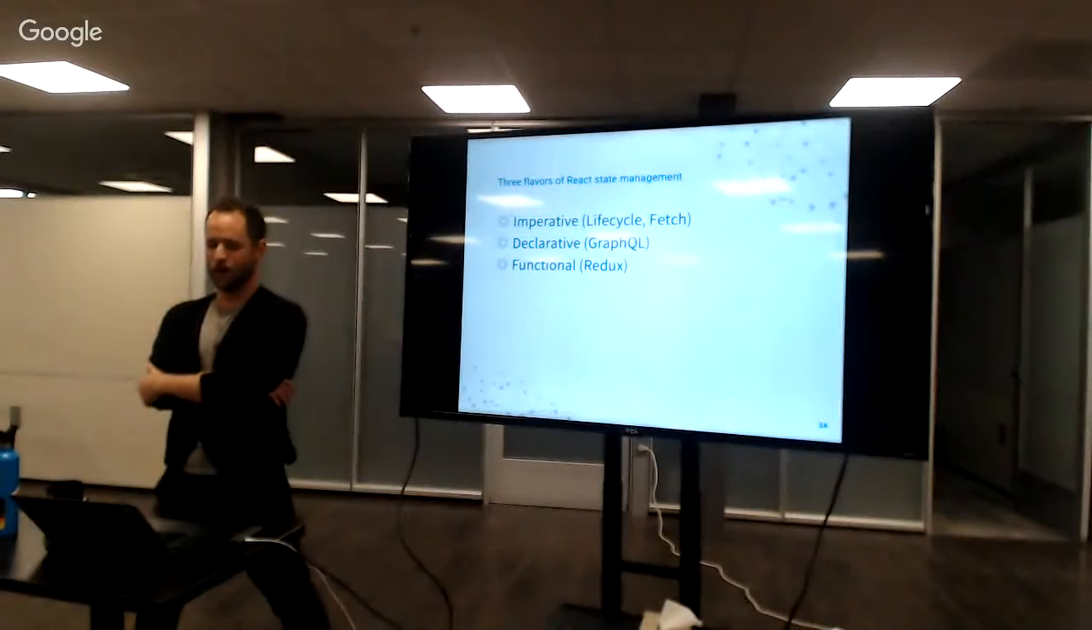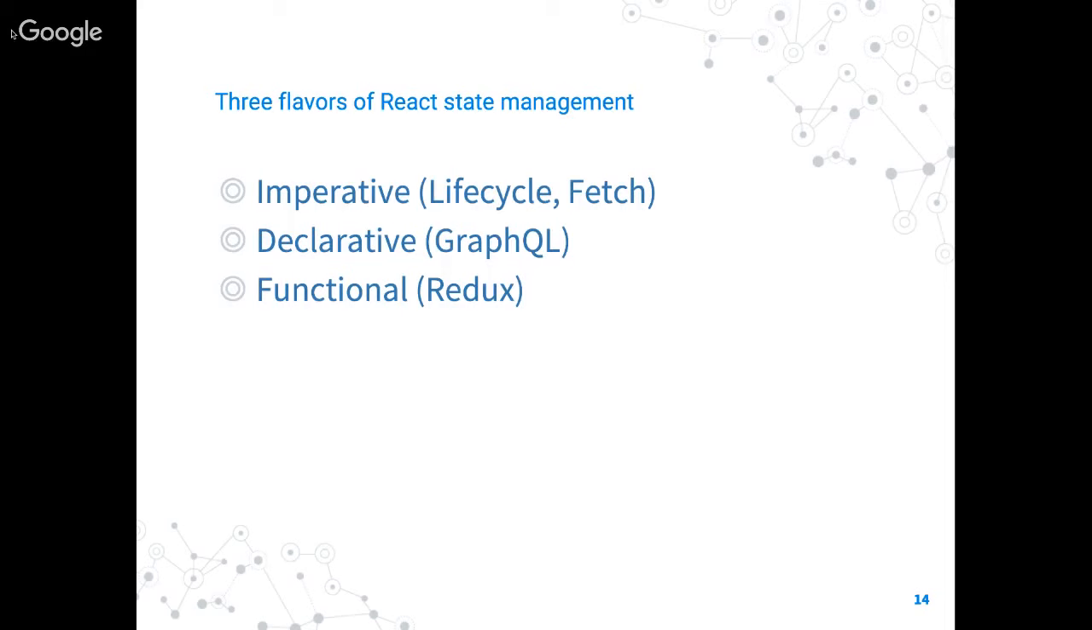So I thought a lot about this, and really, in my mind, there's three flavors of how you manage React state, and that's the best mental model I could come up with for how to rationalize all this. The simplest is what I would call imperative React state management, and that's best exemplified by using the fetch API.